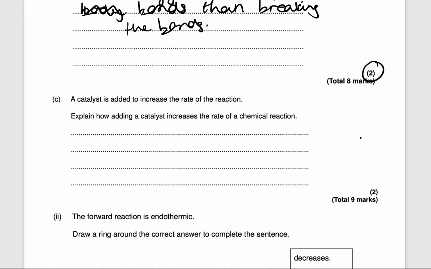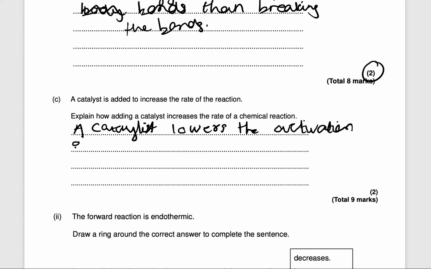Next question. A catalyst is added to increase the rate of the reaction. Explain how adding a catalyst increases the rate of a chemical reaction. Again, a catalyst lowers the activation energy. So activation energy. Okay, and that is what speeds up the reaction.